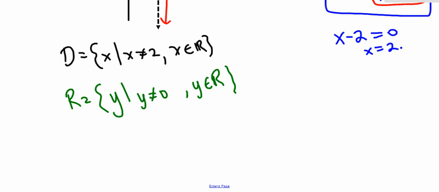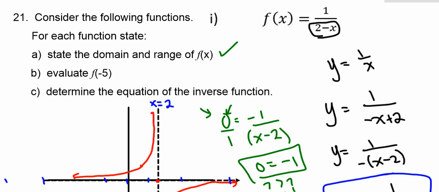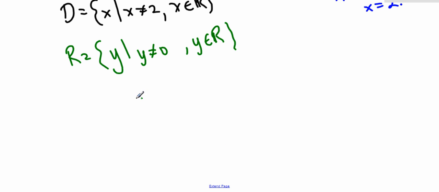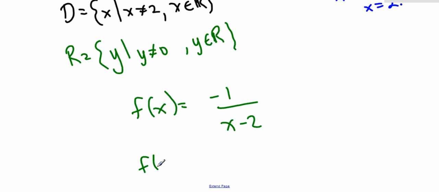Now evaluate. We need to evaluate f at negative 5. Looking at my graph, I know what sort of value to expect. That's why we like having a graph. So if my function says this, I think that's what it says, right? Yeah. So f at negative 5 is positive 1 over 7. So 1/7.